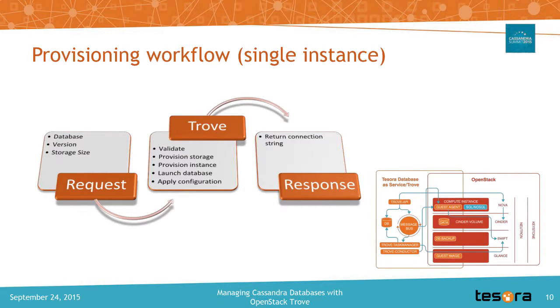What Trove's going to do is validate your request, provision the storage, provision the networking, do all of those things, tie it together, apply the configuration, and hand you back a connection string. So effectively, this entire operation is automated for you. Okay? Relatively straightforward. This is a request, RESTful API, web UI, CLI, whatever you want. The endpoint is a connection string.